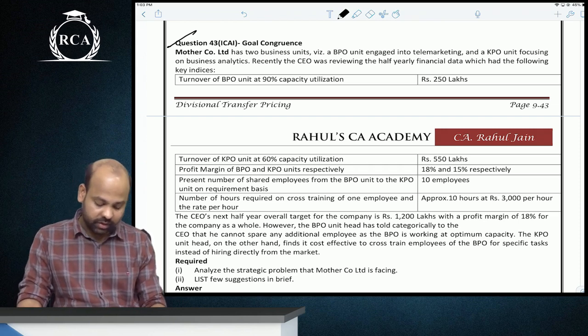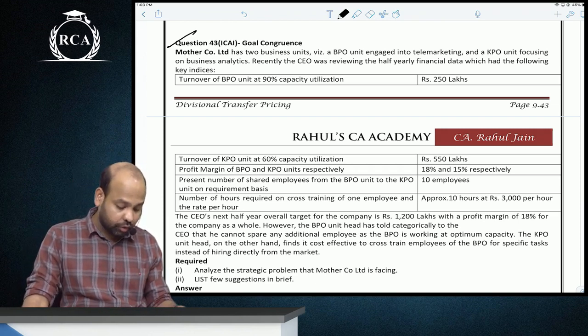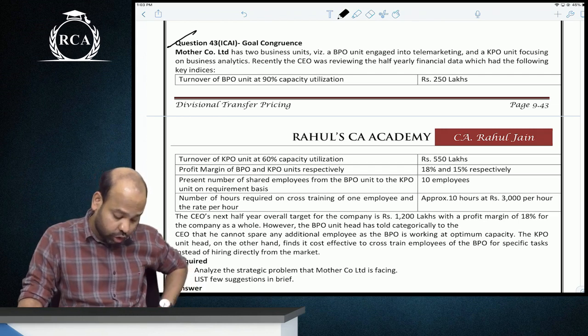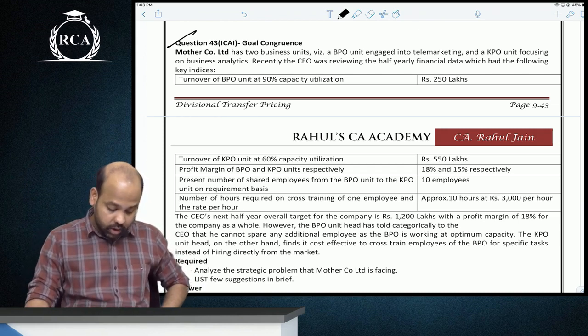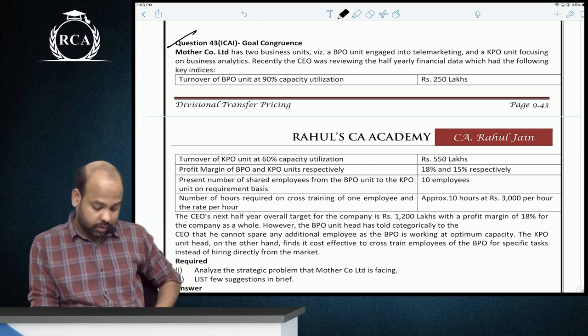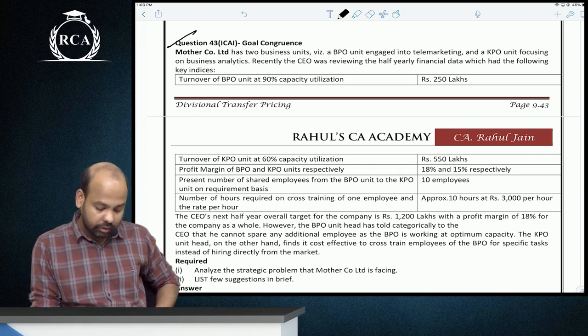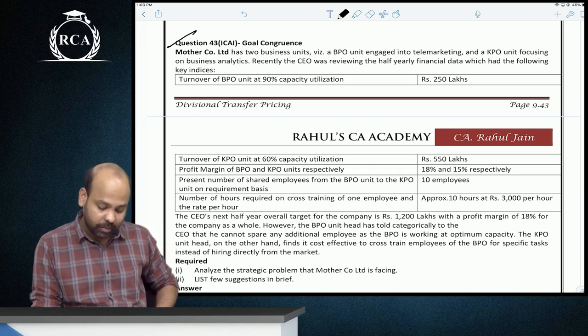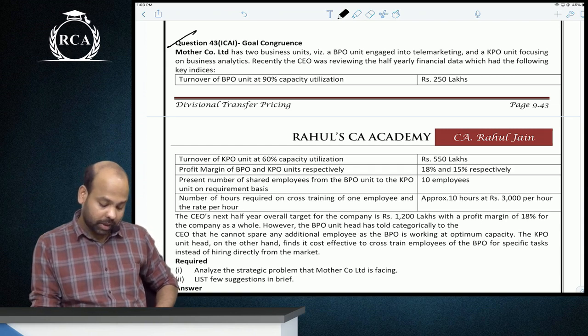The CEO's next half year overall target, so this is half yearly financial data, for the company is 1200 lakhs with a profit margin of 18% for the company as a whole. However, the BPO head has told categorically to the CEO that he cannot spare any additional employee as the BPO is working at optimum capacity.